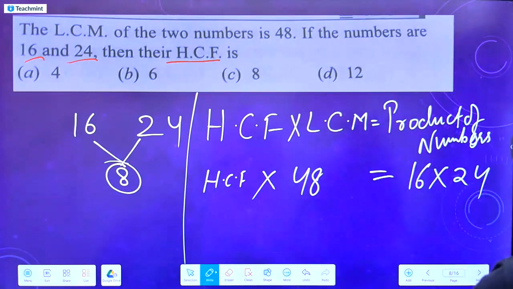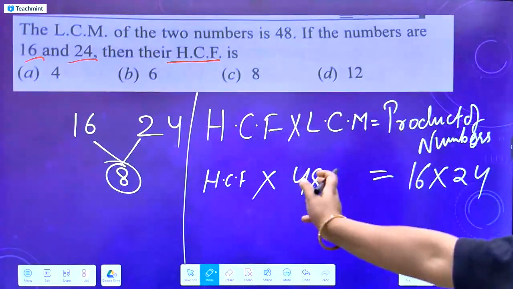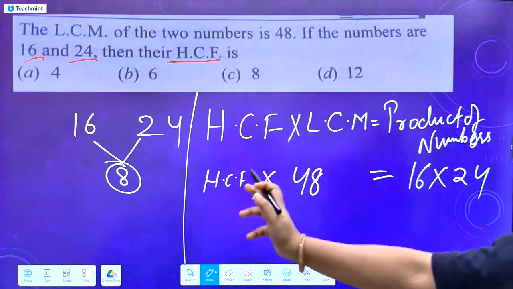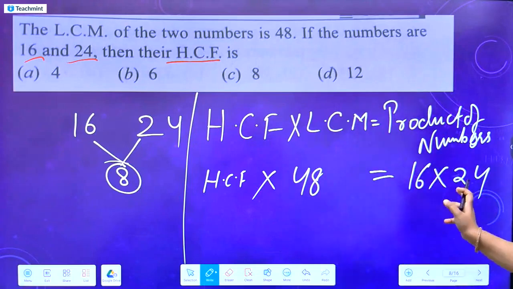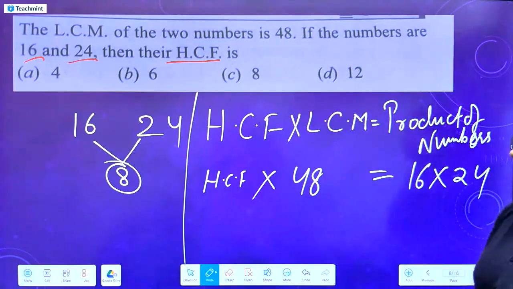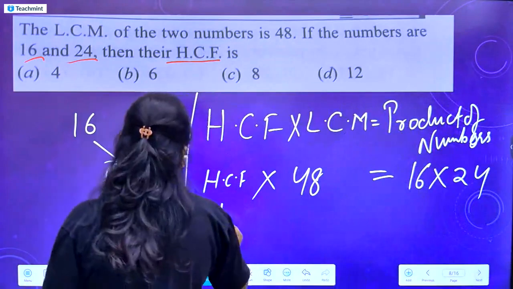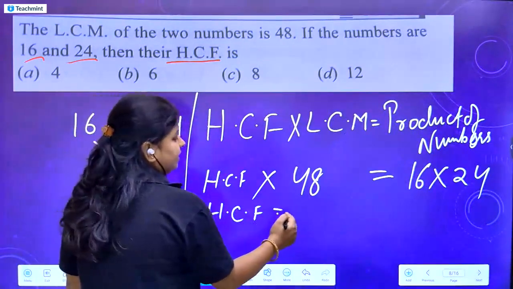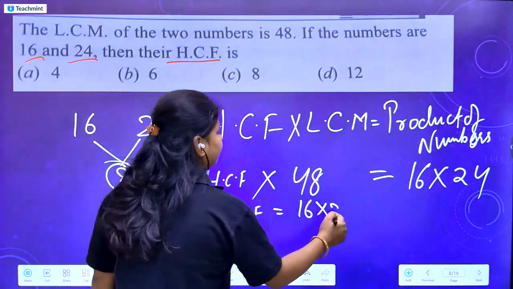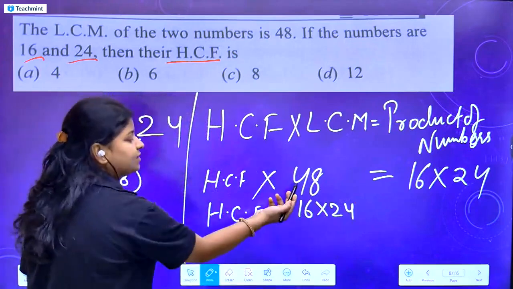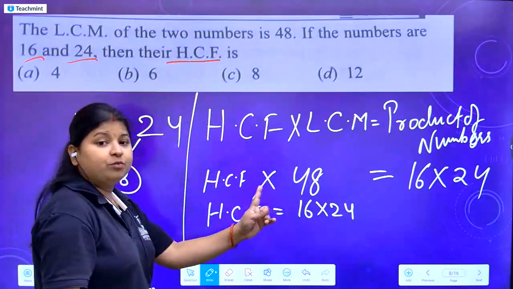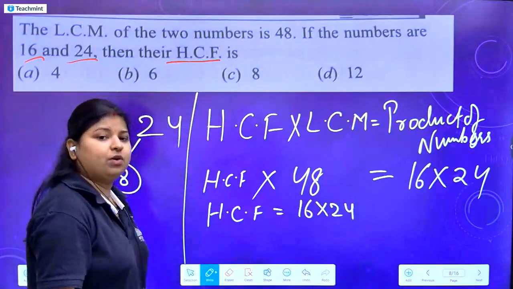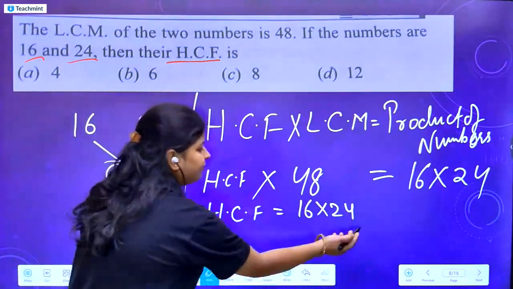Like LCM, I know it is 48. I just wrote 48 below LCM. Product of numbers, the numbers are 16 and 24. So I just did 16 into 24. And in order to calculate the HCF, what will I do? This is 16 into 24. And this 48, when it moves to the other side of the equal sign, this multiply will become divide.